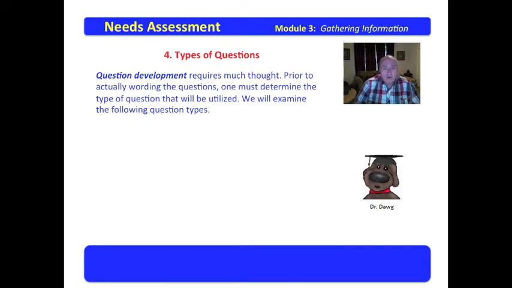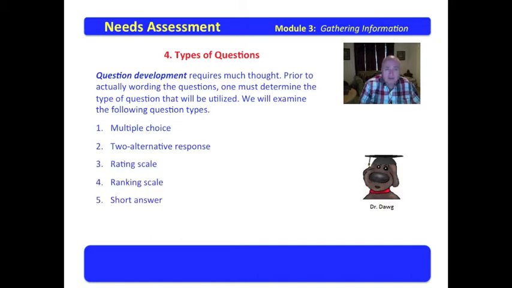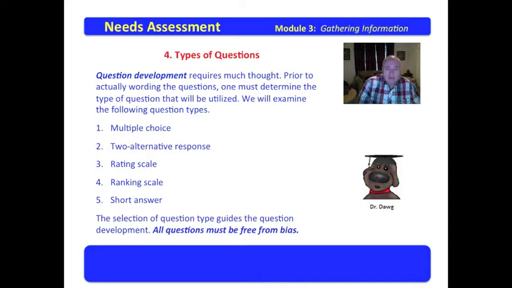Prior to actually wording the questions, you need to determine the type of question that will be utilized. And in this little discussion, we're going to examine the following question types. We will look at multiple choice, two alternative response, rating scales, ranking scales, short answer, and the selection of question type guides the question development. Now, when you develop questions, all questions must be free from bias. You do not want to ask a biased question to lead the respondent to a certain conclusion. You want the questions to be free from bias.